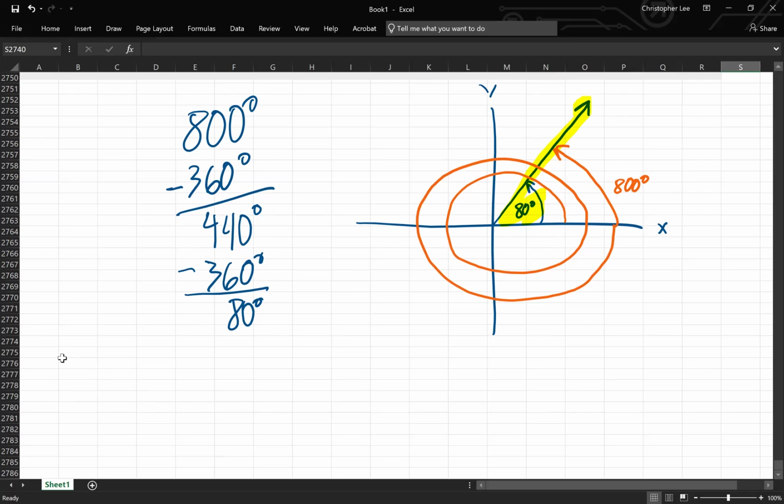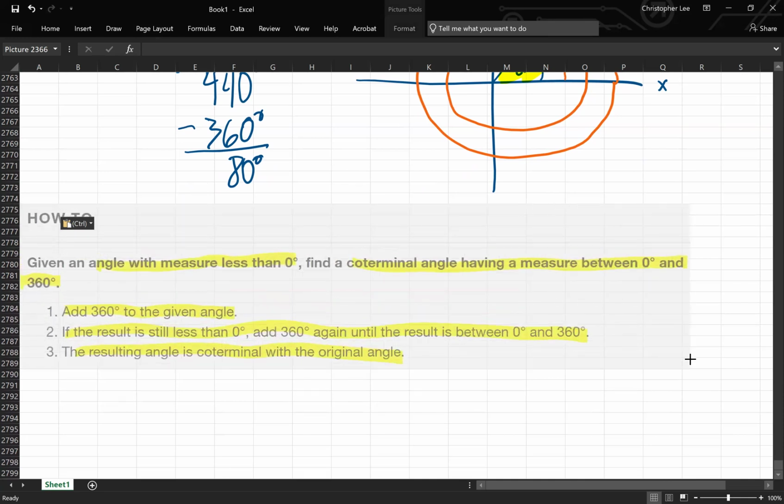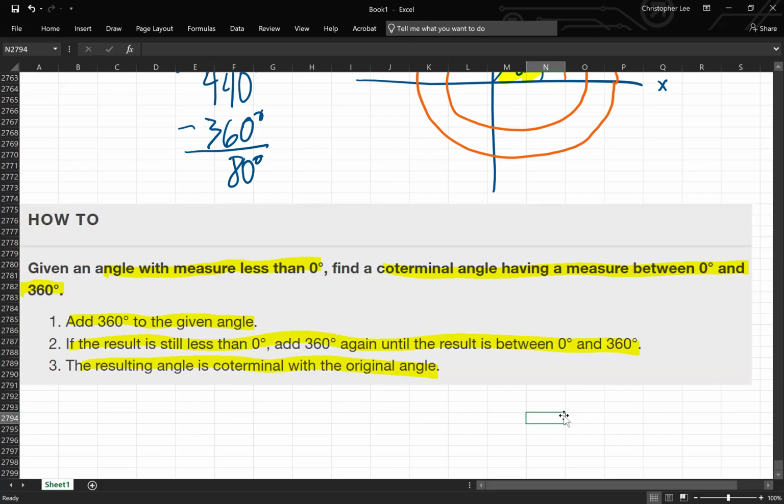Let me give you a little how-to real quick. Given an angle with measure less than 0 degrees, find the coterminal angle having a measure between 0 and 360. So what you want to do is first add 360 to the given angle. If the result is still less than 0, add 360 again until the result is between 0 and 360. The resulting angle is coterminal with the original angle. Right?